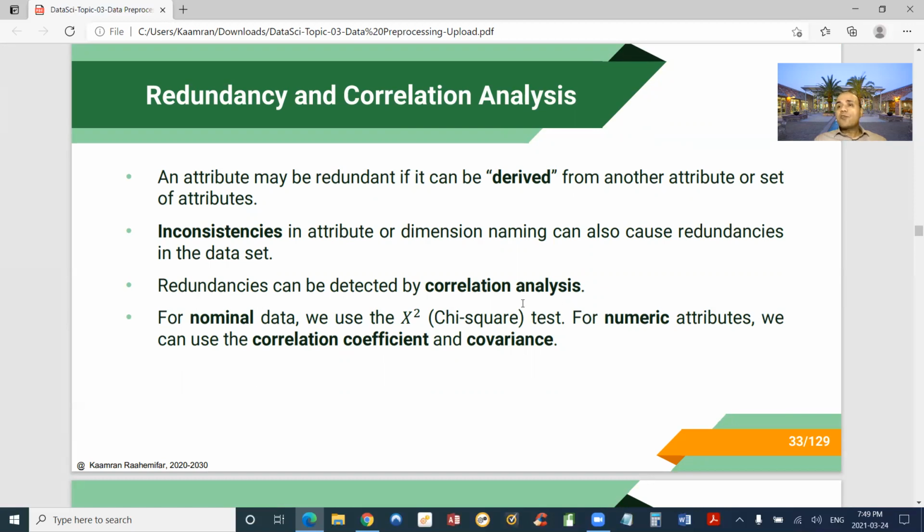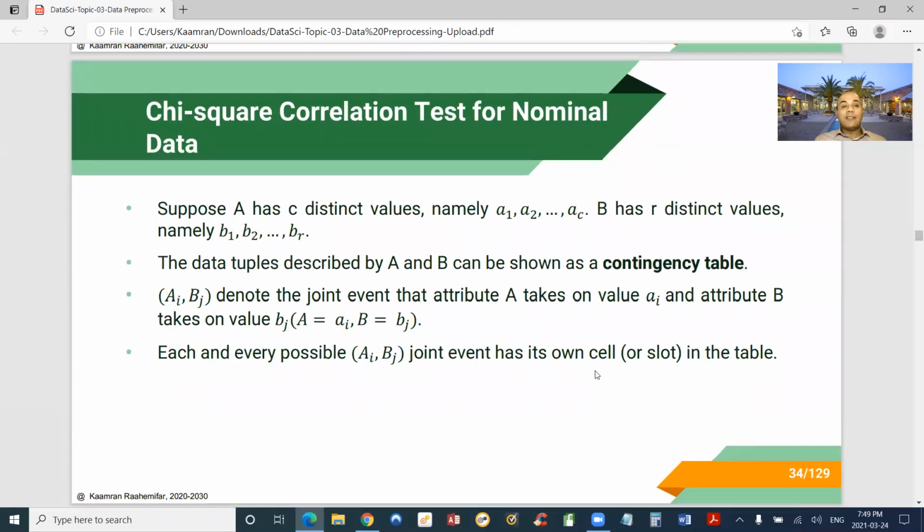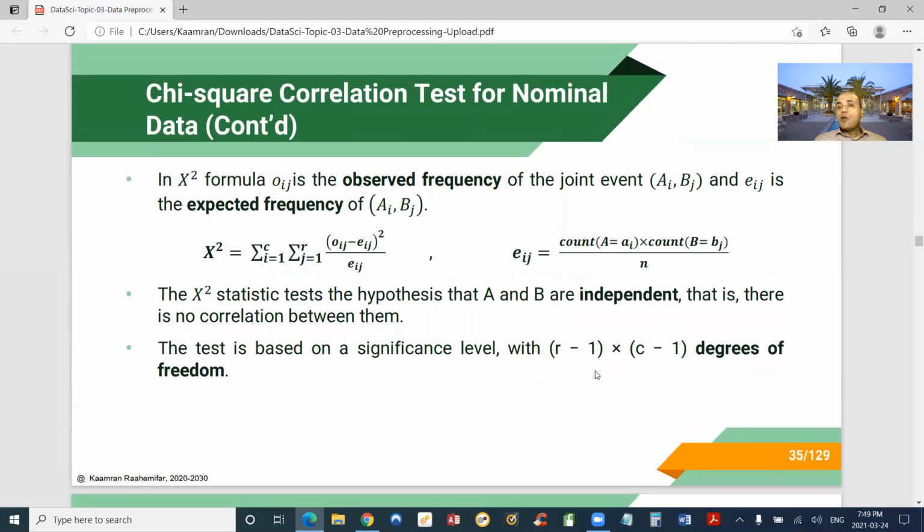We could also use chi-square. It is written as chi, but it's pronounced as chi. Chi-squared is noted as x to the power of 2. I leave you with this slide to go deep inside. This is kind of a math-related slide. I let you dive into that. I'm going to talk about the practicalities.